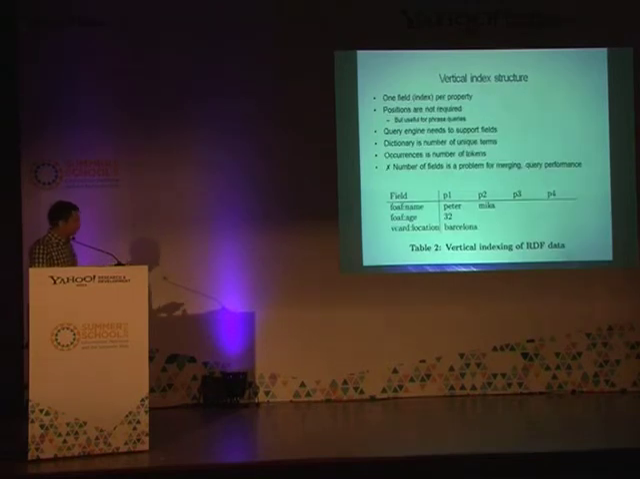And the vertical indexing, as you might have imagined, is sort of a 90-degree rotation of this. We have a separate field for every predicate, and we store the values for those fields. And here, there's no significance to the alignment, but only to the fields that contain the information.